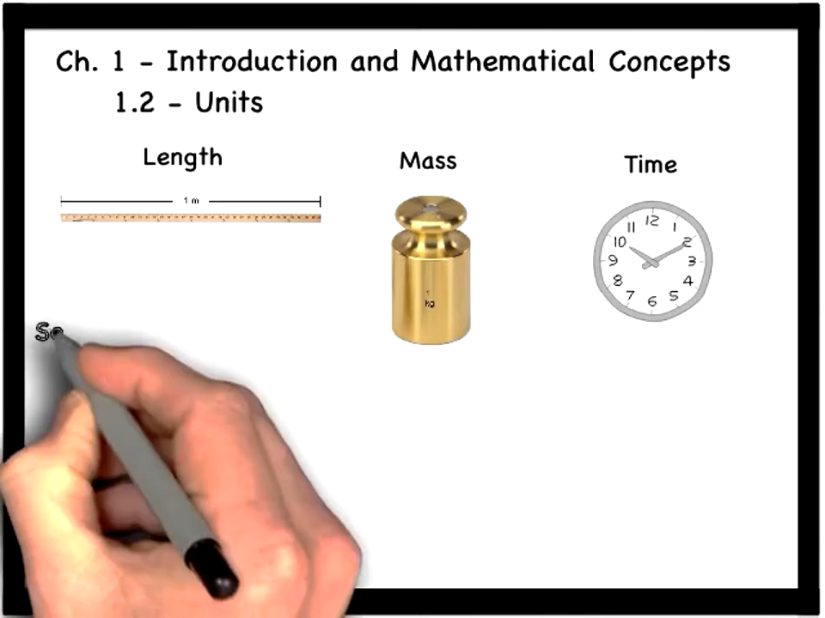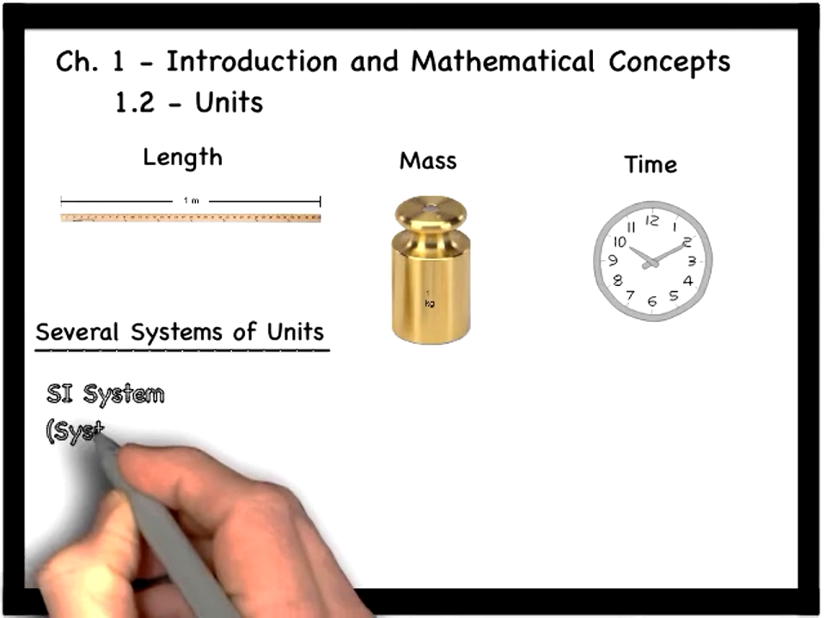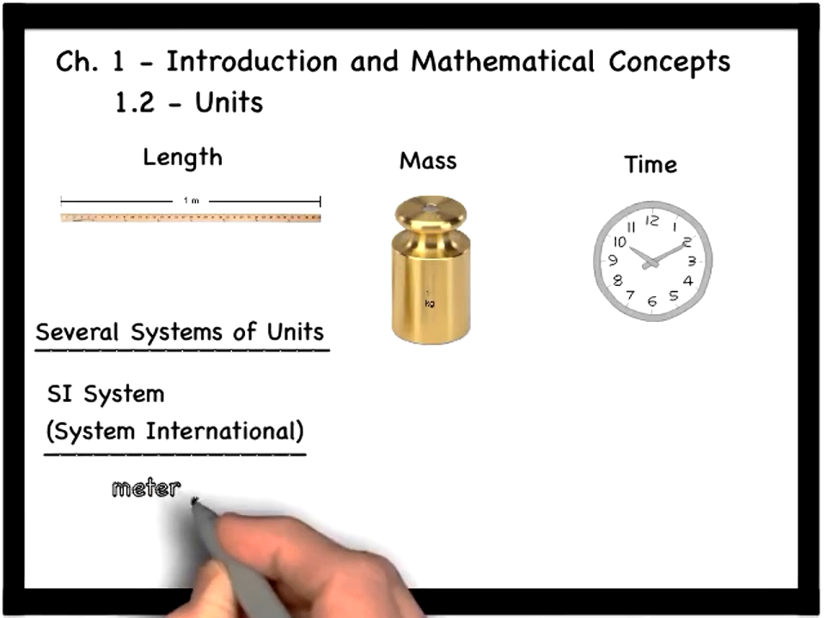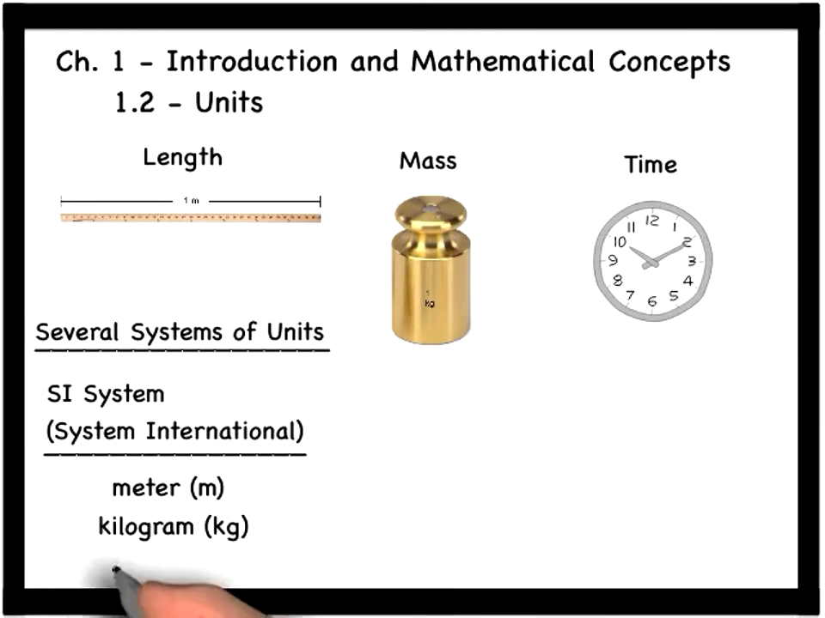There are several systems of units for us to choose from. For example, there's the SI system, the CGS system, and the BE system. The SI system, or System International, is based on the meter as its unit of length, the kilogram as its unit of mass, and the second as its unit of time.